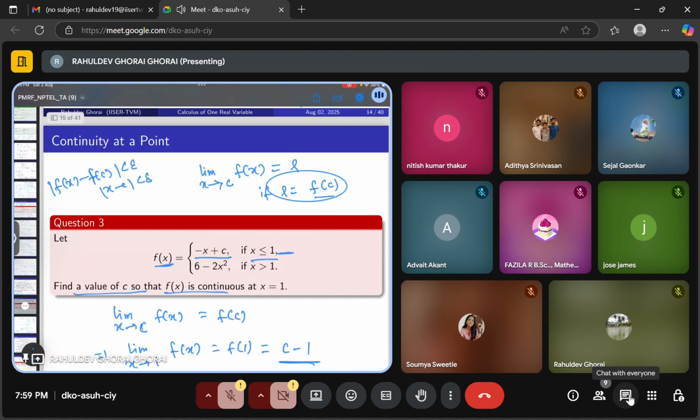Okay, is it okay? This question 3. Hopefully it will be okay. So, much easier than whatever we have done.